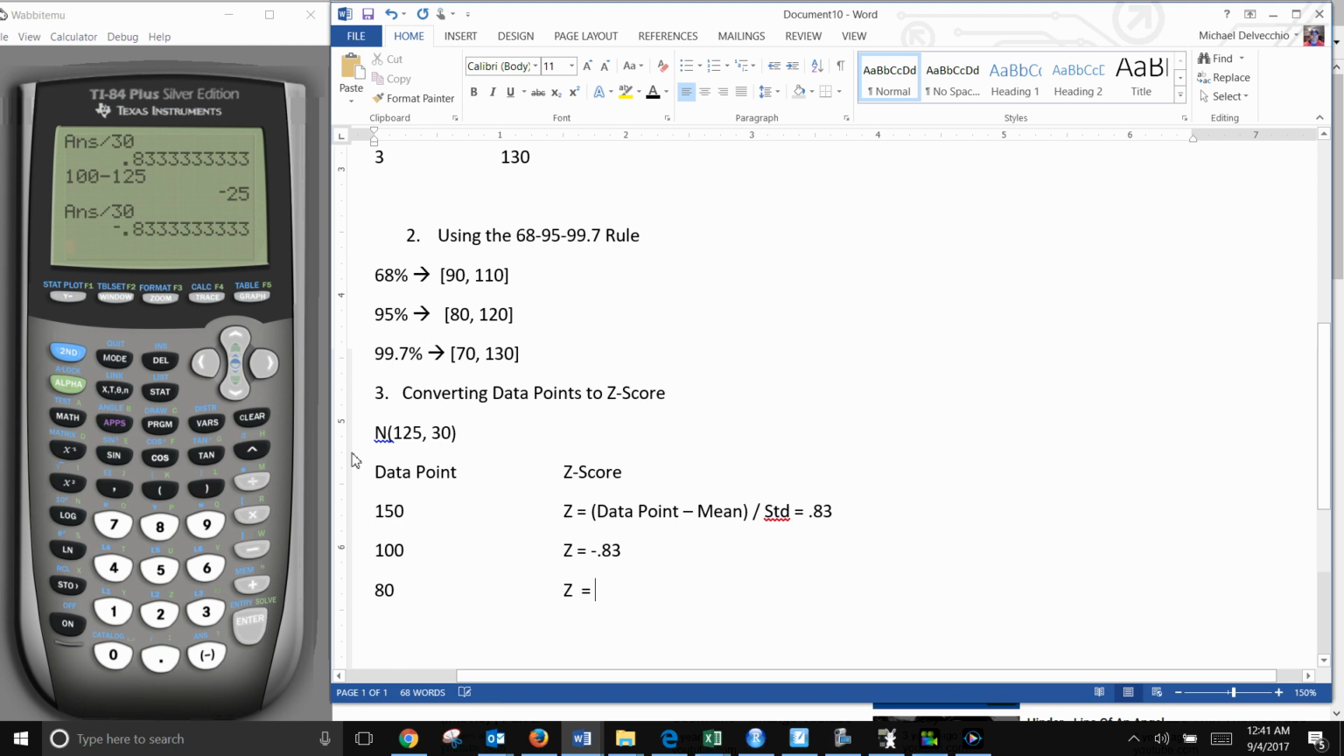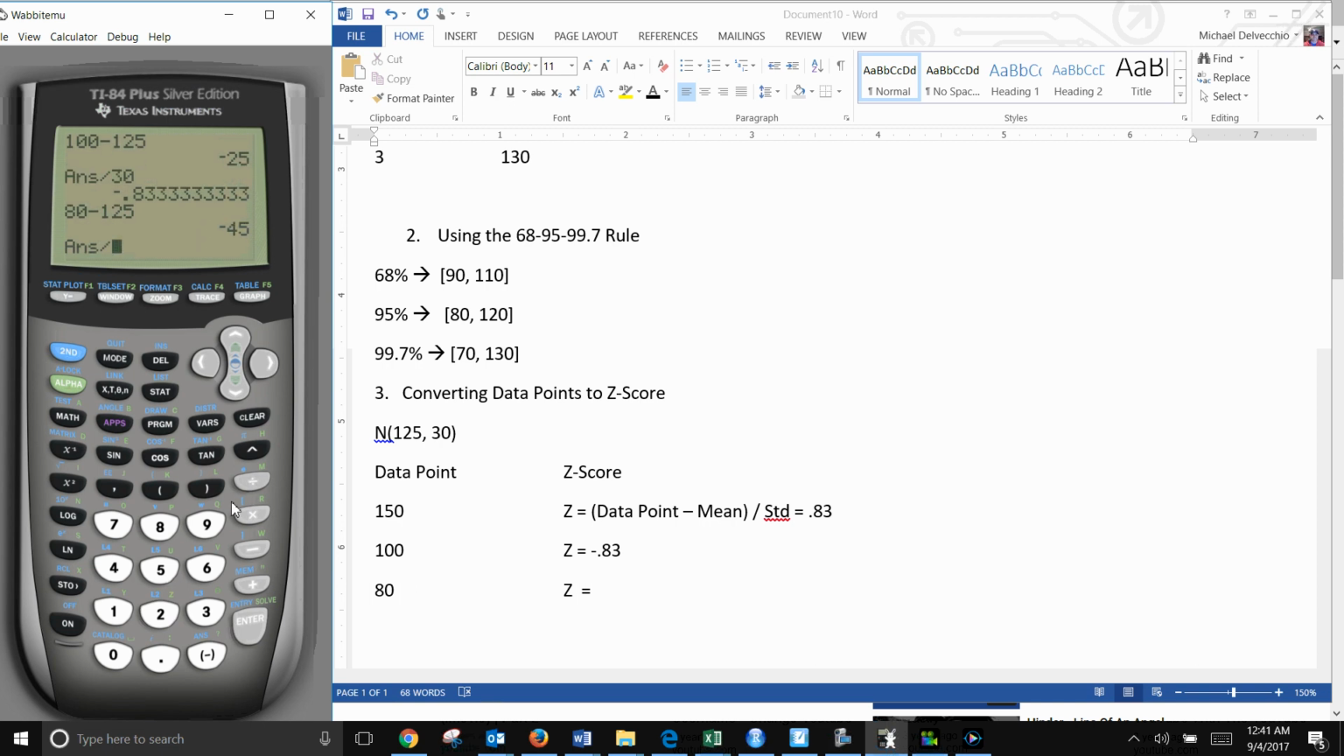All right, and for 80, we'll go ahead and do the same thing. We'll hit 80 minus 125, and then divide that all by 30. So that'd be negative 1.5.